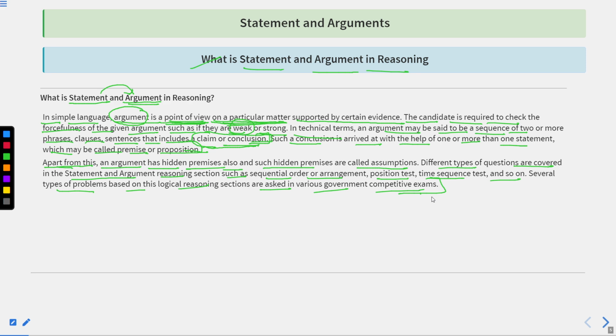In the same way, when we did syllogism we were talking about statement and conclusion. Here we will be talking about statement and argument. An argument is the reason why this particular statement should be considered true. There can be a weak argument, and there can be a strong argument. A weak argument has to be neglected, and a strong argument has to be supported.